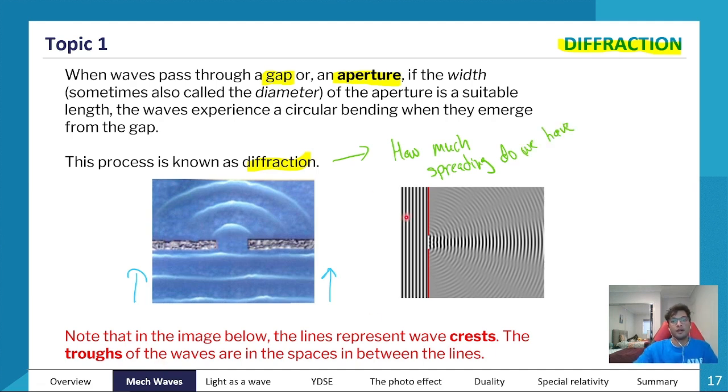And it's the same sort of scenario here. So we have these waves. They've hit a barrier, and what's happened is that they've spread out, and it creates this sort of circular pattern. And yeah, you can see the same thing here. It's creating this sort of semicircle type of pattern.